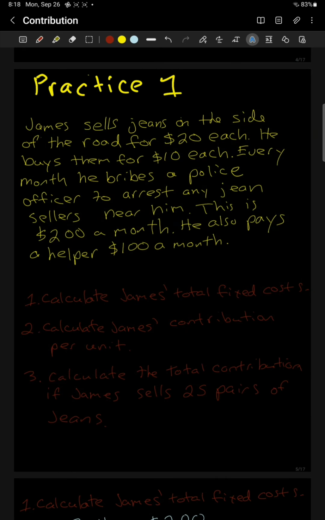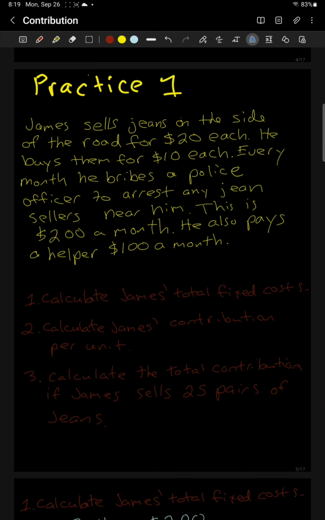Let's practice what we just covered, okay? Practice 1. James sells jeans on the side of the road for $20 each. He buys them for $10 each. Every month he bribes a police officer to arrest any jean sellers near him. This is $200 a month. He also pays a helper $100 a month. Now you have 3 questions. 1. Calculate James' total fixed costs. 2. Calculate James' contribution per unit. And 3. Calculate the total contribution if James sells 25 pairs of jeans. Now what I want you to do is pause, work on these questions, and when you're done, unpause it.